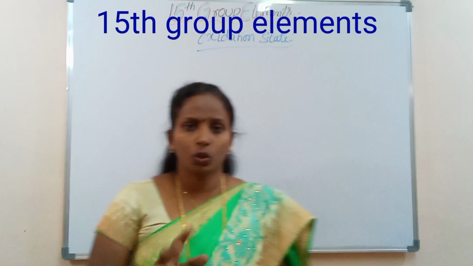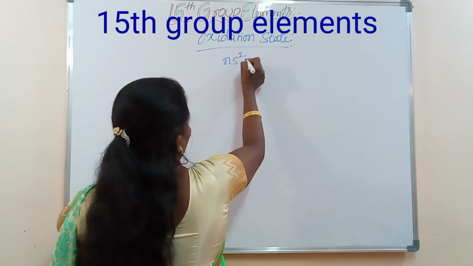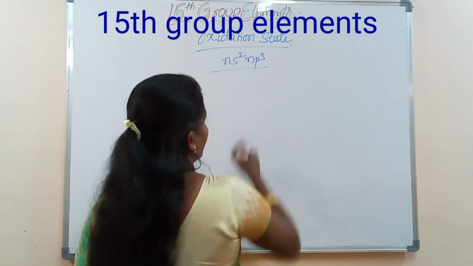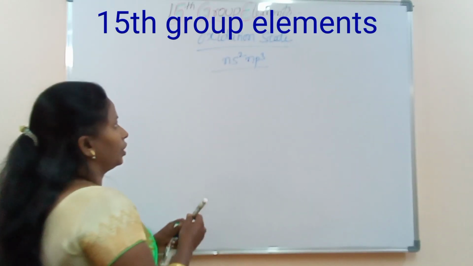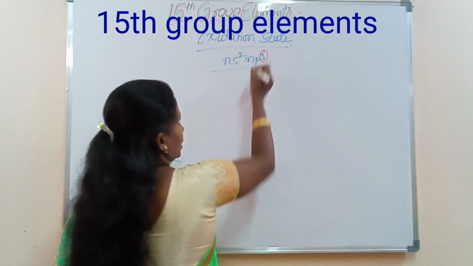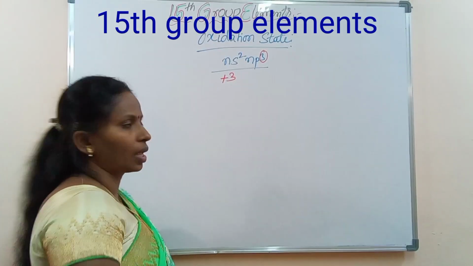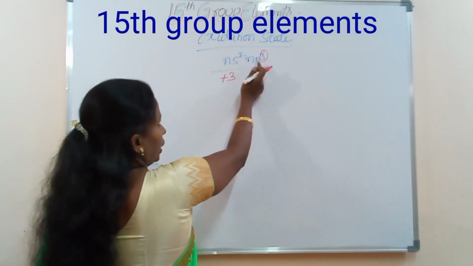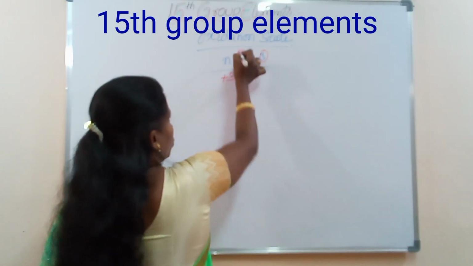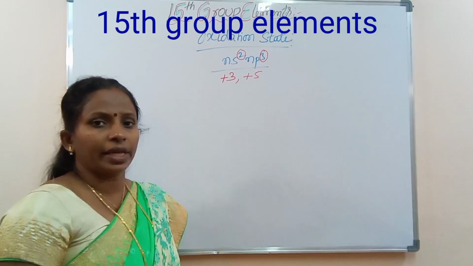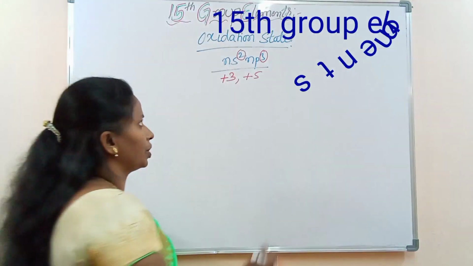Next, the oxidation state. The general electronic configuration for 15th group elements is ns2 np3. If they lose 3 p electrons, they take the +3 oxidation state. By removing both the s2 electrons and p3 electrons, they take the +5 oxidation state.